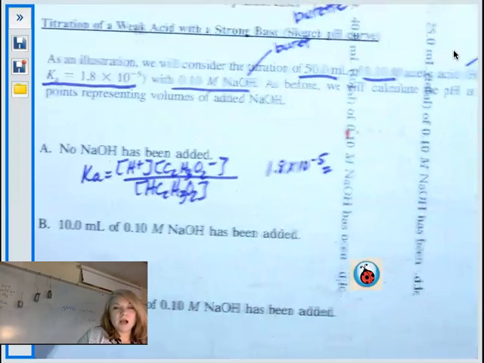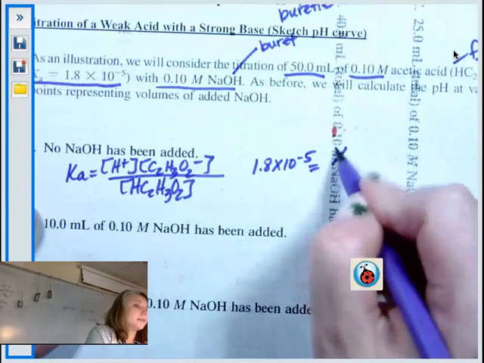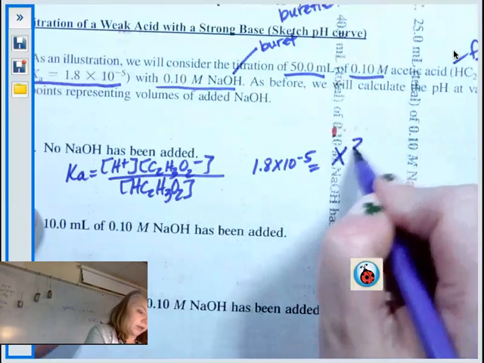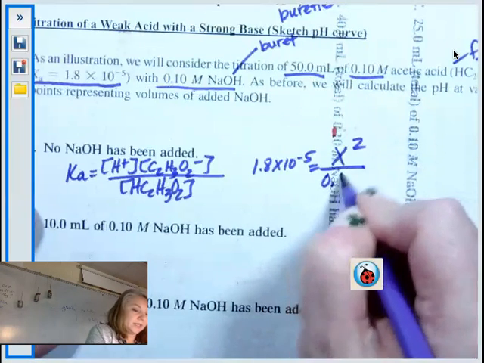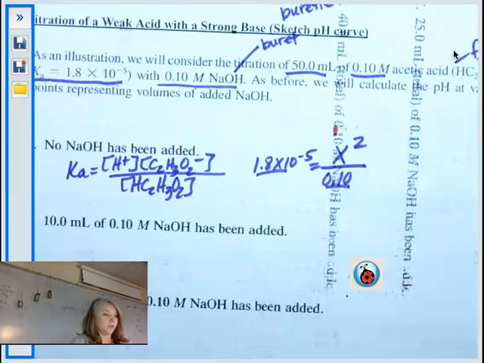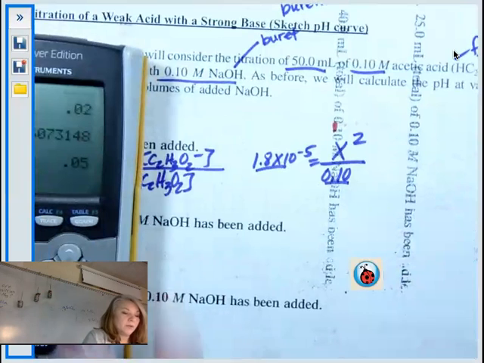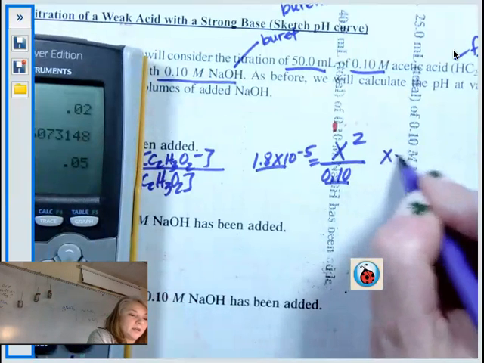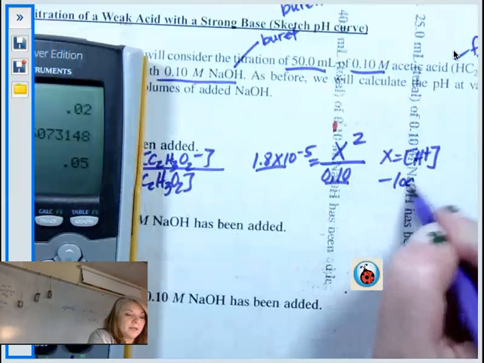What's going to go on top? Do we know those numbers? X, but X squared, good, divided by the concentration, 0.10. And we get to neglect X because those two numbers, Ka and this one, are 1,000 times different. That's right. Okay, so let's solve for our X. Remember that our X is equal to the hydronium, and then we'll take the negative log to find pH.